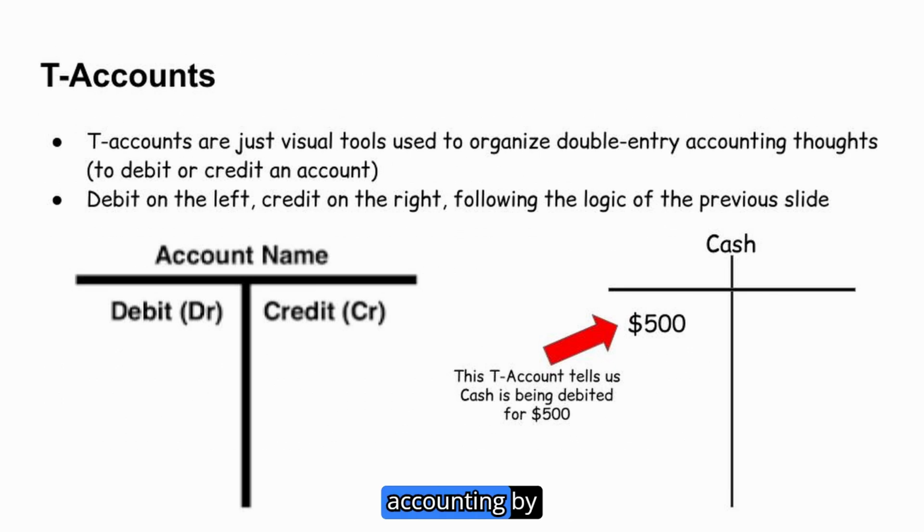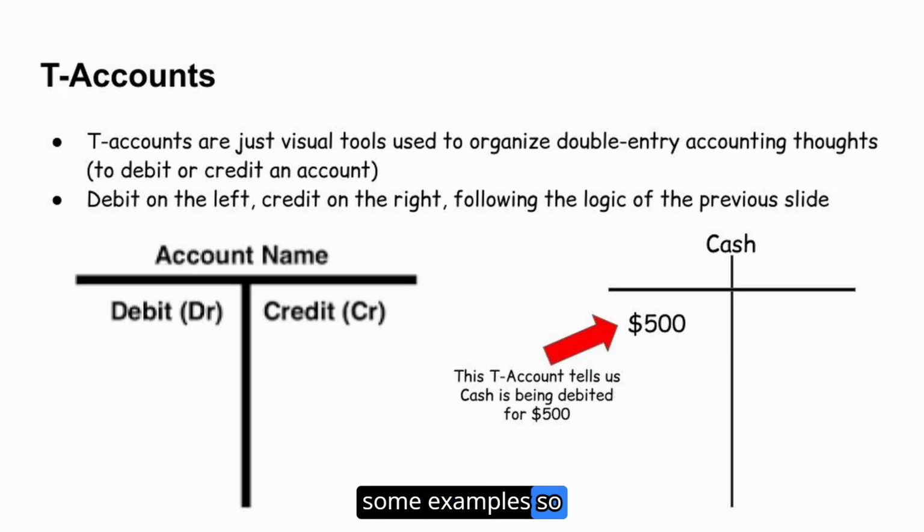Now with that logic in mind, we are introduced to T accounts, which are just ways to organize double entry accounting by showing what's debited and what's credited. So we start off at the top of the T account where you write out the specific account that's being affected. And from there, on the left side of the T account, you write the amount that is going to be debited, and on the right side, you write the amount that's going to be credited. So remember, the left side is the debit side, and the right side is the credit side.